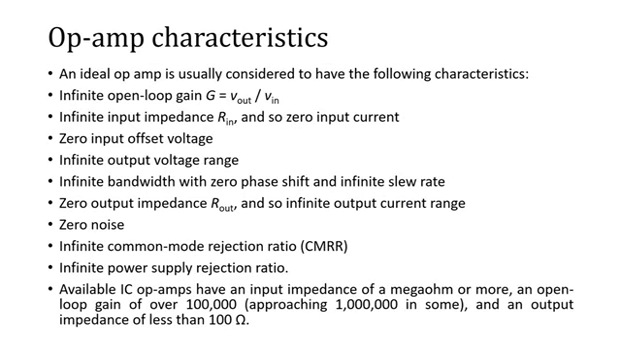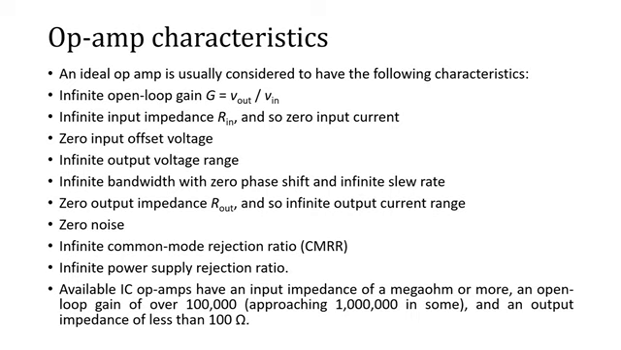So these are the ideal characteristics of an op-amp. The op-amp has an infinite open loop gain, infinite input impedance, zero input offset voltage, infinite output voltage range, and infinite bandwidth. Output impedance is almost zero, it has zero noise, an infinite common mode rejection ratio, and an infinite power supply rejection ratio.